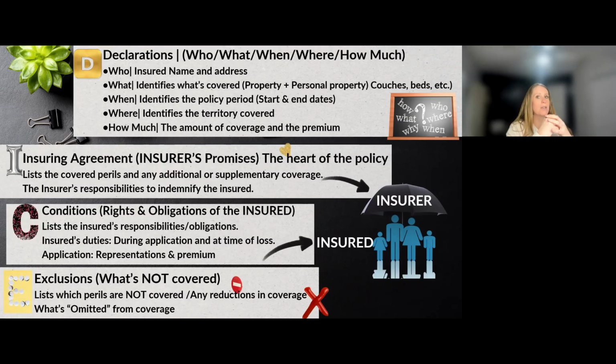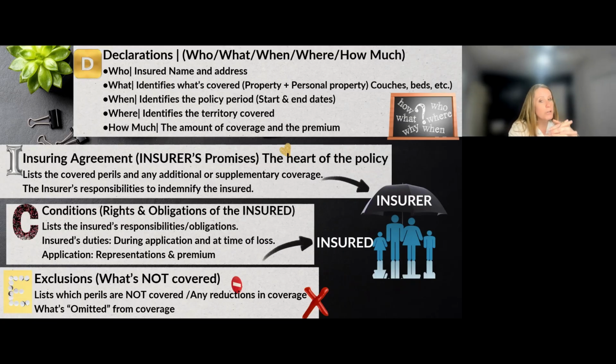So again, questions on the exam could be things like, what makes up the policy structure? It might say something like, the policy structure is made up of the declarations, insuring agreement, conditions, and what else? And you'll need to know its exclusions. But it also might say something like, where is the policy territory listed? And you'll need to know that that's in the declarations. So you'll need to know both.